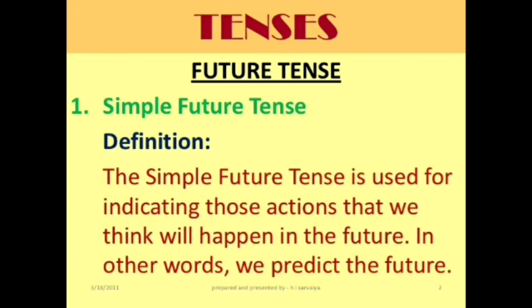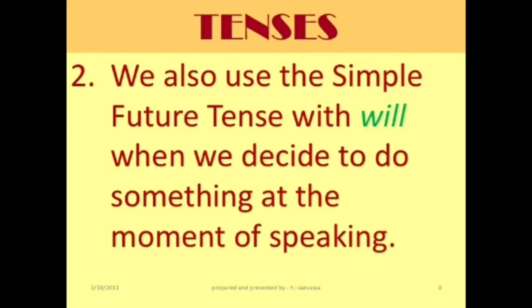Future tense. The definition: the simple future tense is used for indicating those actions that we think will happen in the future. In other words, we predict the future. We also use the simple future tense with will when we decide to do something at the moment of speaking.